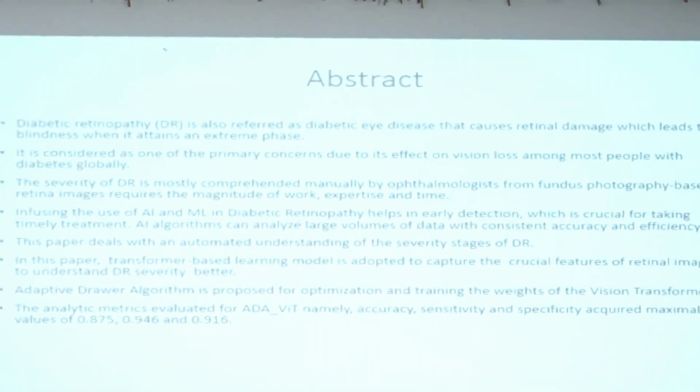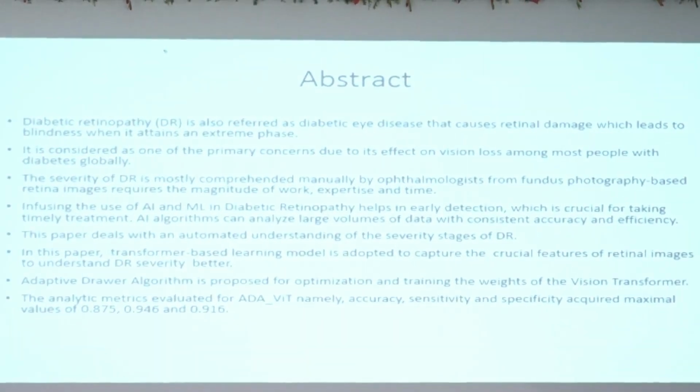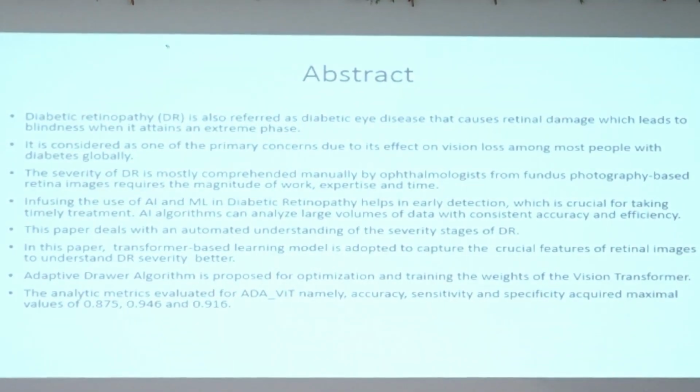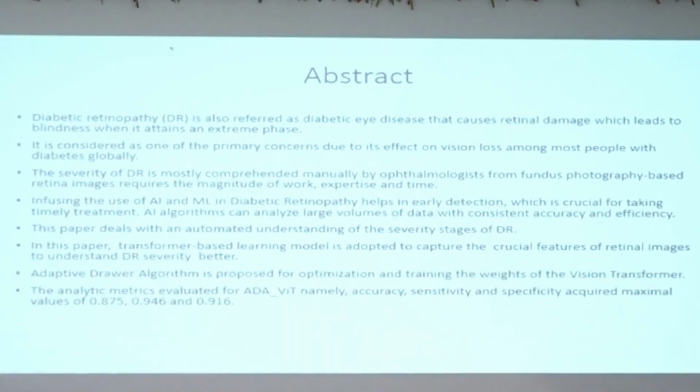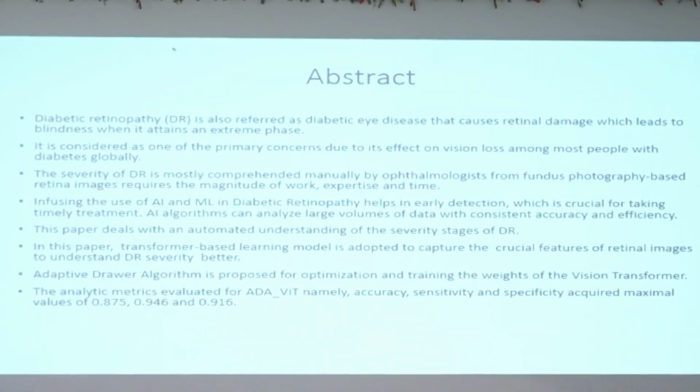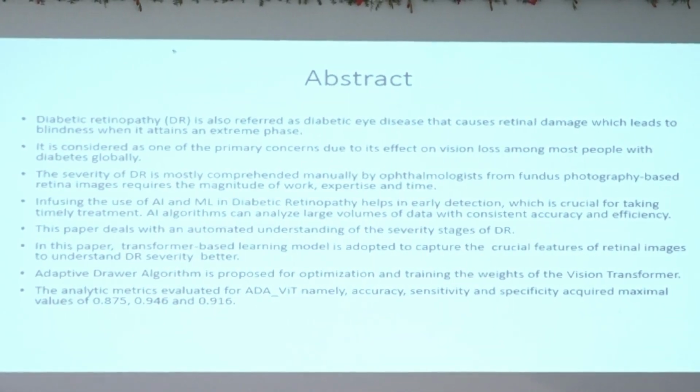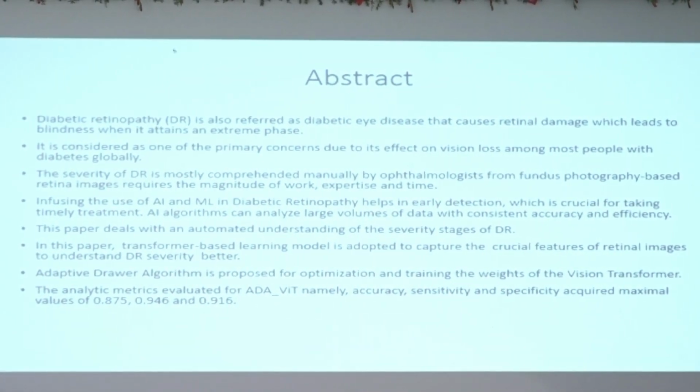So my paper deals with diabetic retinopathy in a machine learning way. In that I am using a deep learning technology called vision transformers. In detecting that, I am using an optimizer algorithm called the adapter Roy optimizer algorithm.